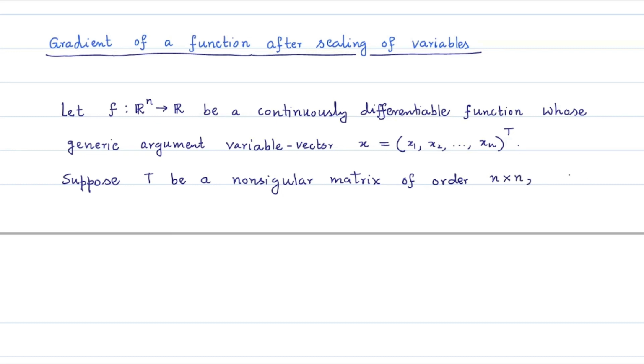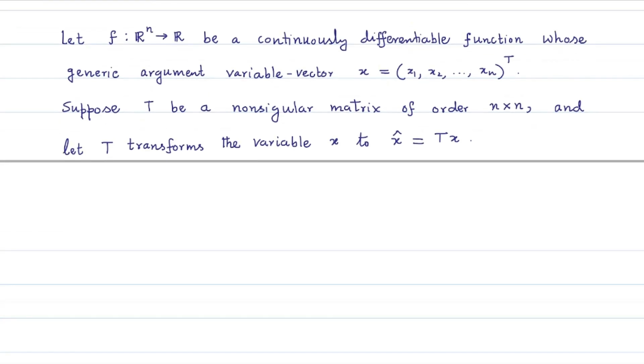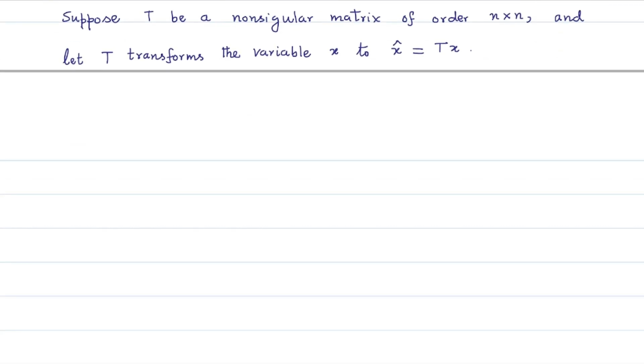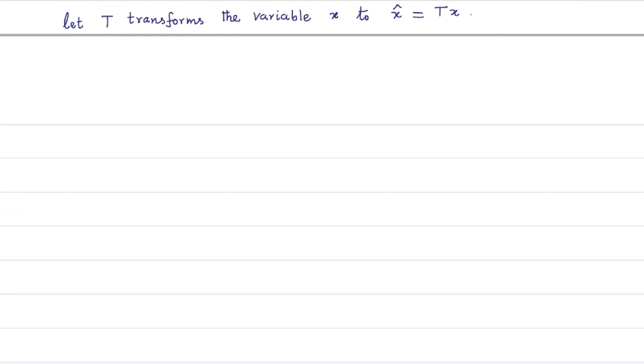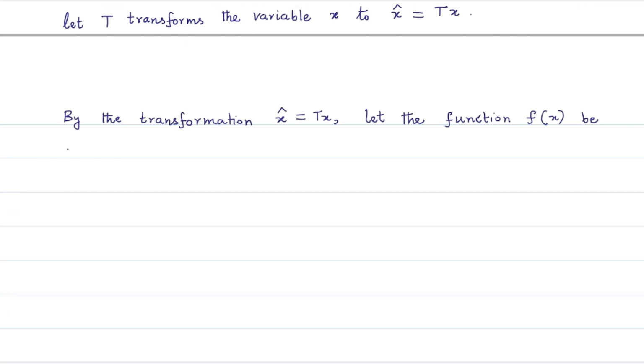And suppose the matrix T transforms the variable x to the variable vector, say x hat, which is given by T times the vector x. Now in the new variable space, in the space of x hat, let us suppose the expression of the function f is changed to the expression, say f hat of x hat.